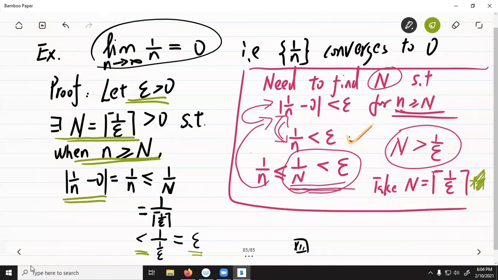So from our proof you can see that this capital N depends on the choice of epsilon, right? For different epsilon, you will have different capital N. So this capital N depends on epsilon. There is a dependence between N and epsilon.